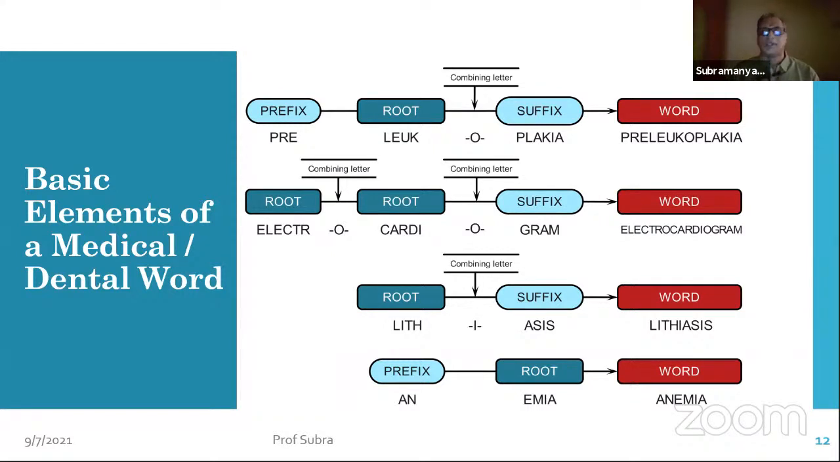So the cardinal rule is that if the root word starts with a vowel, like for example here, emia, then there is no combining letter required. For example, anemia, we don't have anoemia or anaemia, emia. So that is the cardinal rule regarding the basic elements of a word.